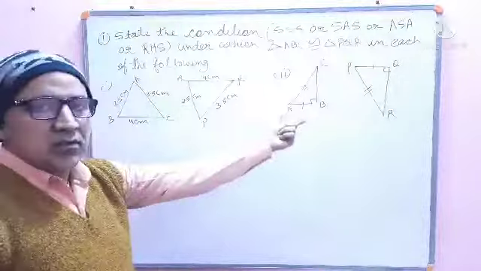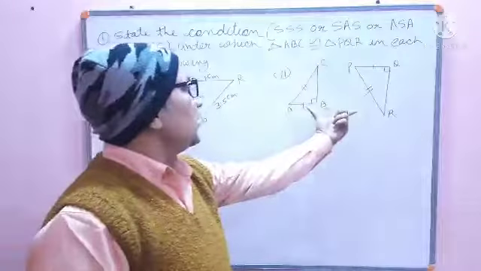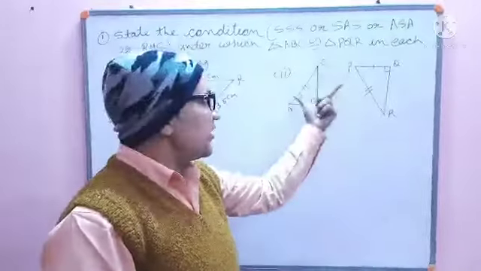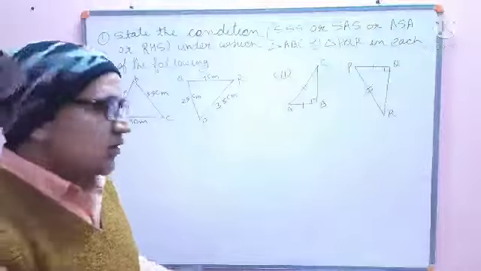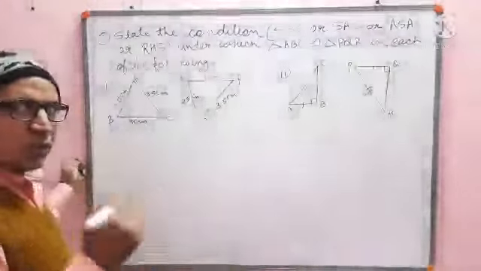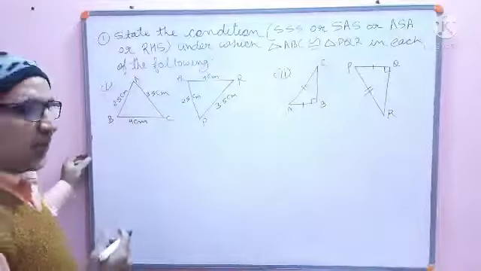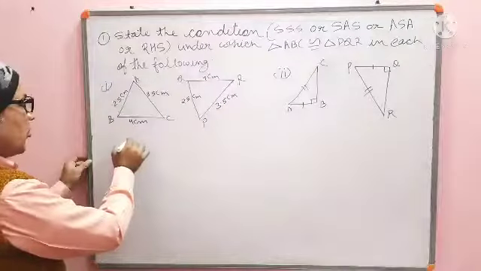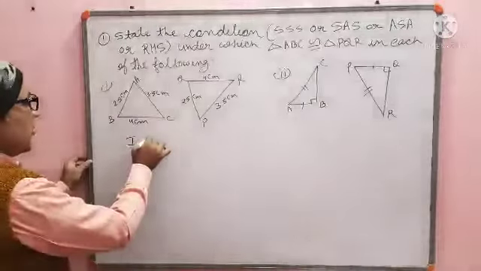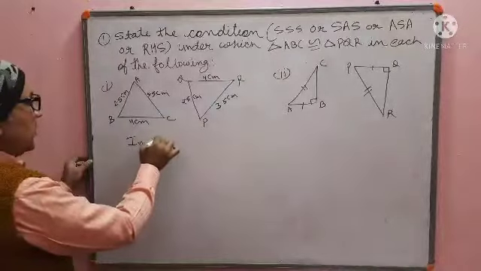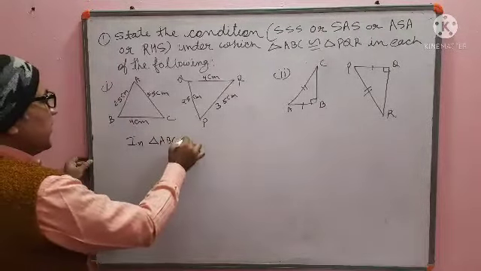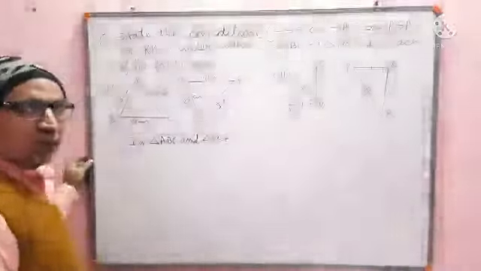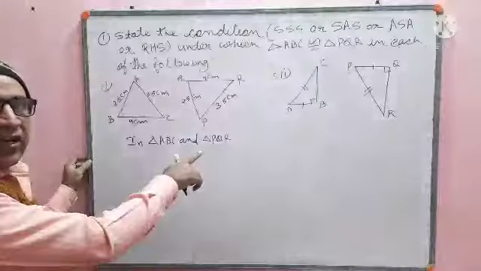In the second question also you have to do the same. The two triangles are made here, and you have to tell by which criteria these two triangles are congruent. So see how you will solve these types of questions. For the triangles which you have to show are congruent, first you will write the name of the triangles: in triangle ABC and triangle PQR.